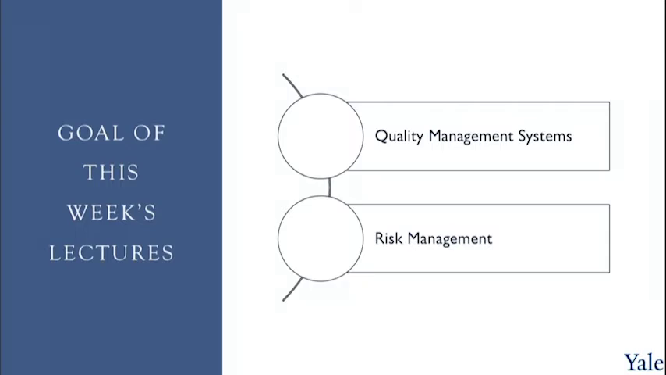In this week's lectures, in this week 4, we're going to talk about 2 technologies that support the development of medical software. We're going to talk about quality management systems and risk management. So our objectives are to cover quality management systems and risk management. These are the supporting technologies that underlie all of this development. All the work in medical software happens within the context of quality management systems and under the guidance of a risk management procedure.